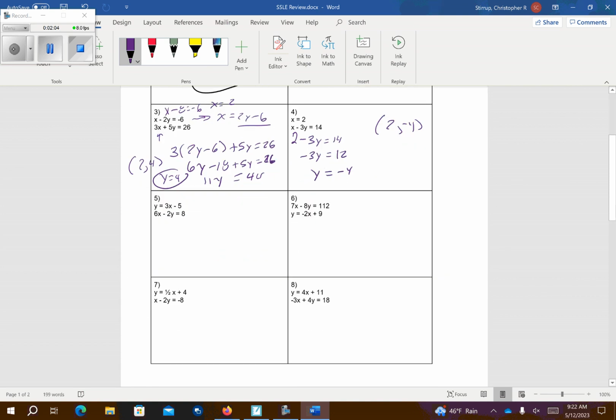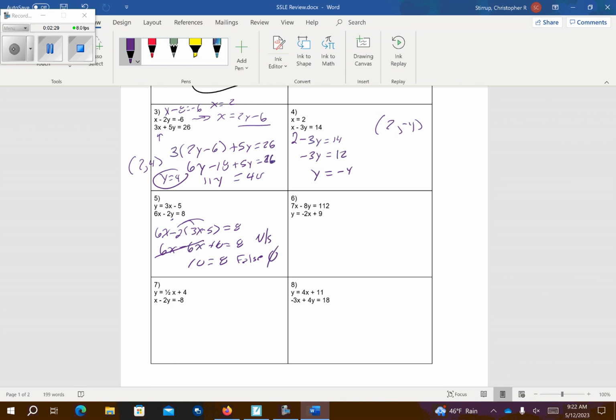For this one, I can plug the top equation into the bottom equation for y. So I'm going to get negative 2 times 3x minus 5 is equal to 8. Distribute the negative 2 over. So I get negative 6x plus 10 equals 8. Those cancel, so 10 is equal to 8. Well, that's false. So that means we have no solution. Or you can put a 0 with a slash through it.